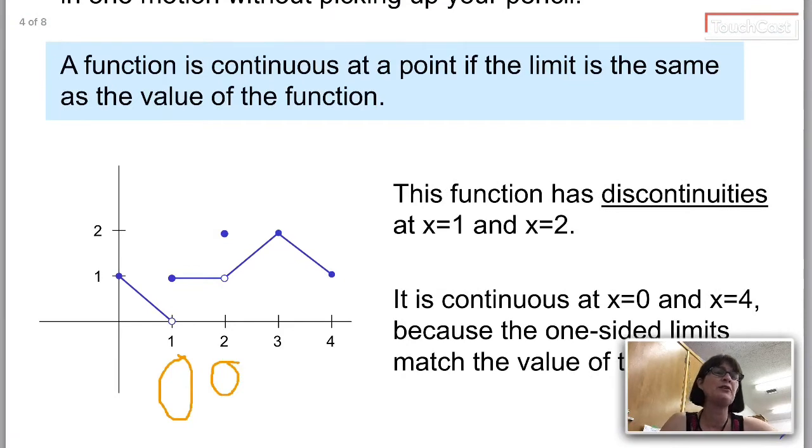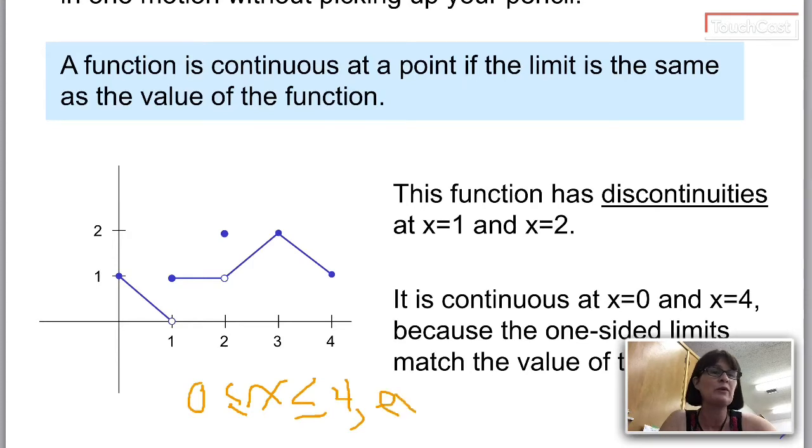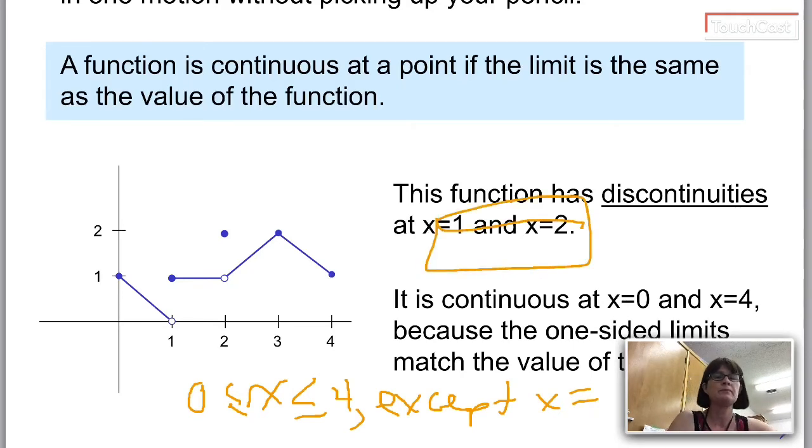Just in case there was any confusion, at the endpoints, it's a little bit like when we talked about limits. There are no domain values to the left of x equals 0 or to the right of x equals 4. So you don't have to worry about saying that the function's not continuous because you have to pick up your pencil to end the graph. We would say this function is continuous on the entire interval. I'll write it out. 0 is less than or equal to x, which is less than or equal to 4, except x equals 1 and x equals 2.